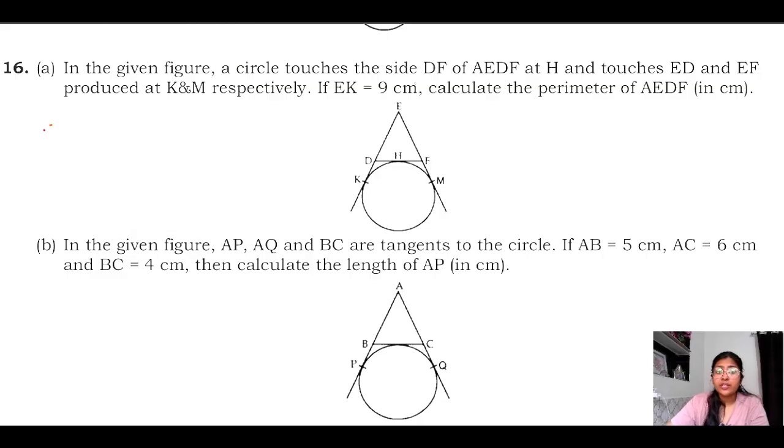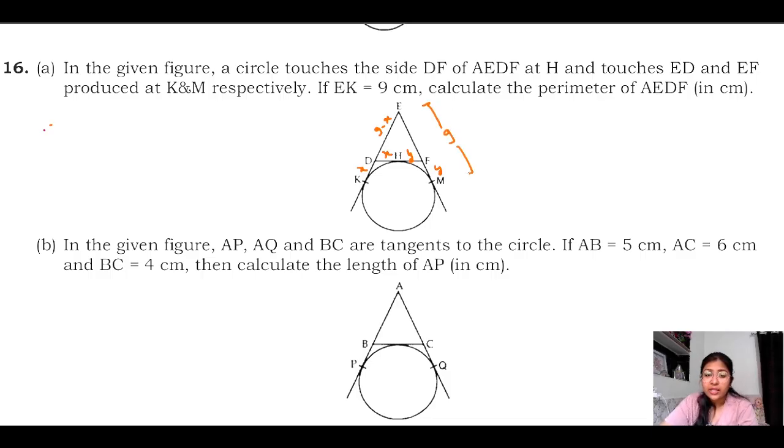In the given figure, the circle touches the side DF at H and touches ED and EF produced at K and M. EK is 9. Let this be X. If this is X, this is also X, yes or no? If this is Y, this is also Y, yes or no? The total EK length is 9. So this will be 9 minus X. EK is equal to EM. The lengths of the tangents drawn from an external point are equal.